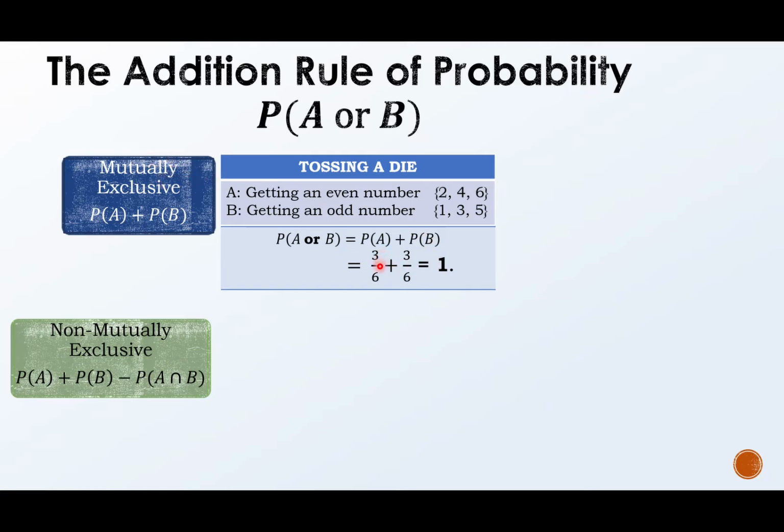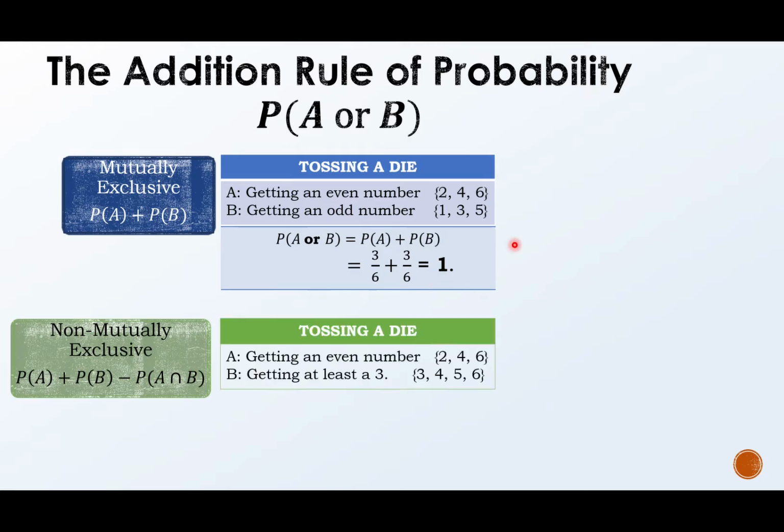And we simply add the probability of getting an even number, which is 3 out of 6, plus the probability of getting an odd number, which is 3 out of 6. That is equivalent to 6 over 6 or 1. So it's also making sense, right? The probability you'll get an even number or an odd number whenever you toss a die, it will happen 100%.